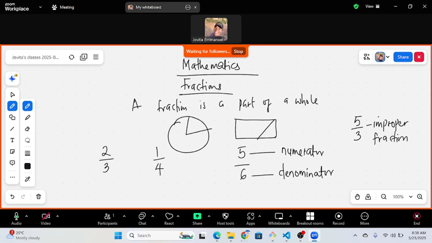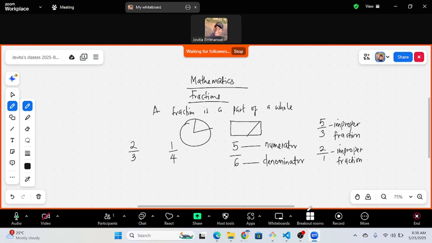Just like 5/3 is an improper fraction, just like 2/1. It's an improper fraction too, because it is not proper for a child to carry an adult. That's the reason why I call this an improper fraction. But a fraction like this is a proper fraction. Like this too is a proper fraction. Let me write it out this way. 1/3 is a proper fraction. This is a proper fraction.